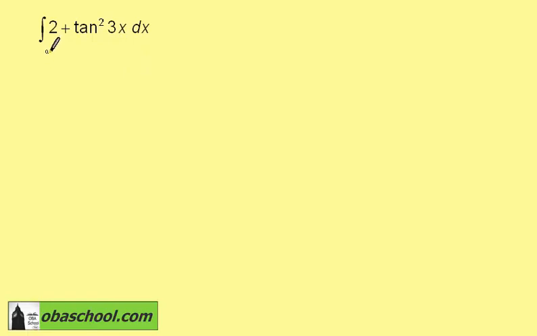If we want to integrate 2 plus tan squared 3x with respect to x, when there's a tan squared involved, we need to use the trigonometric identity that tan squared a plus 1 is the same as sec squared a.